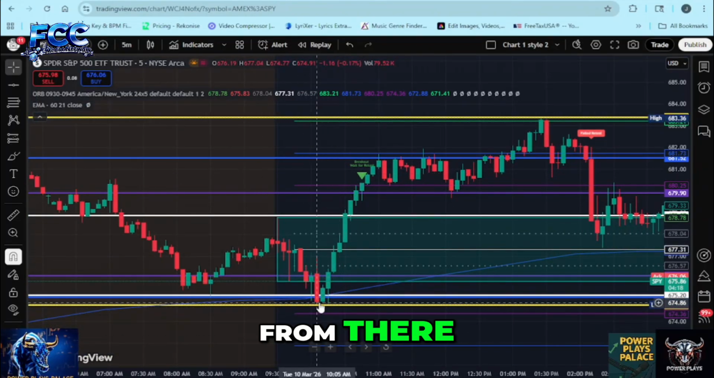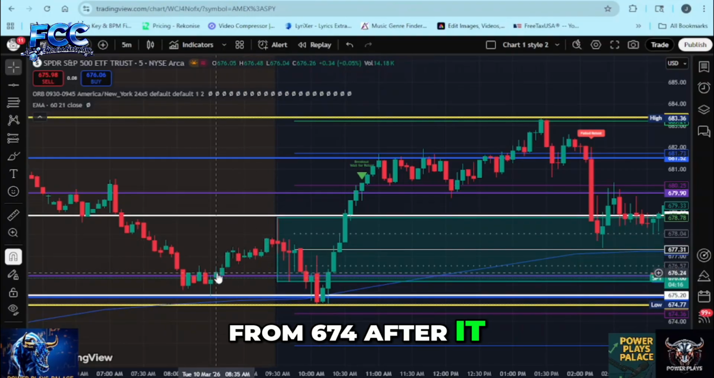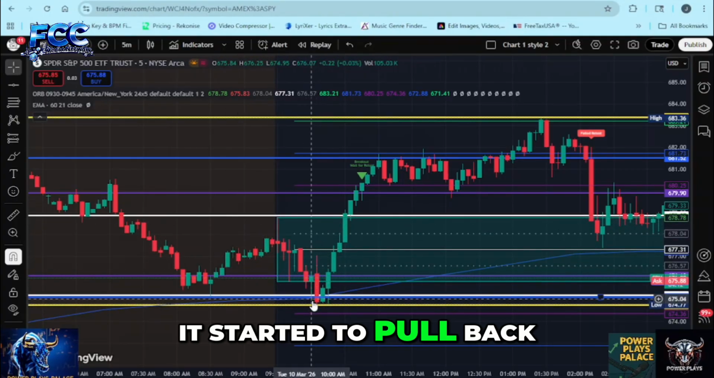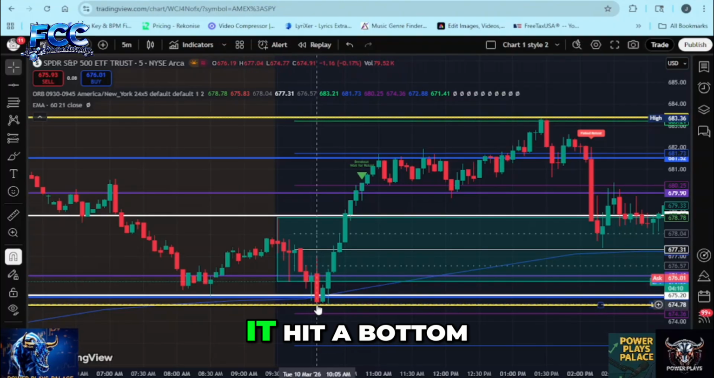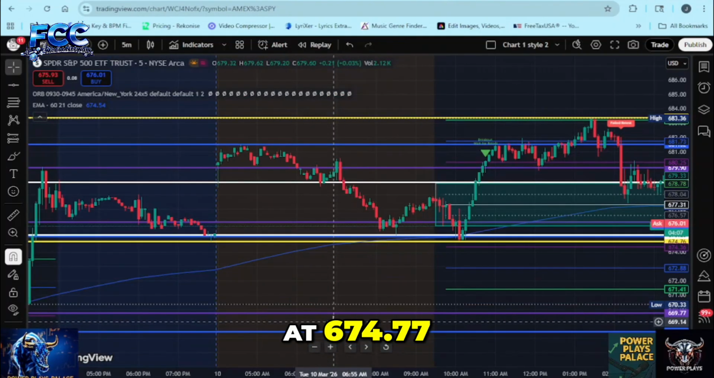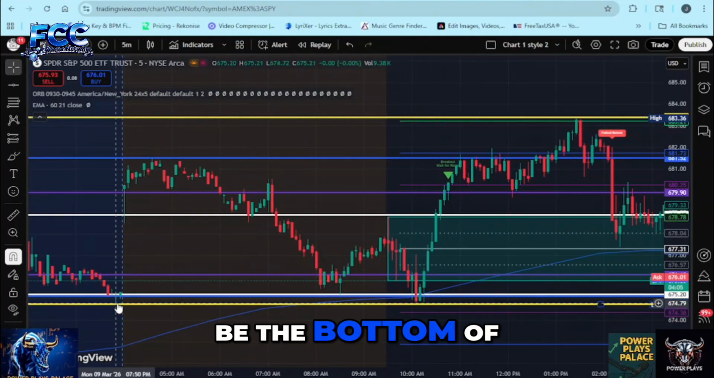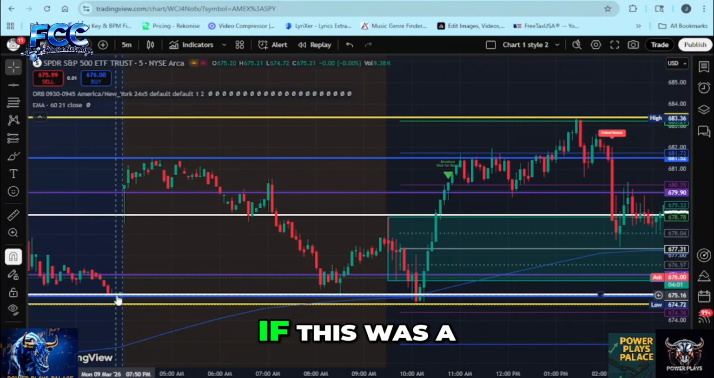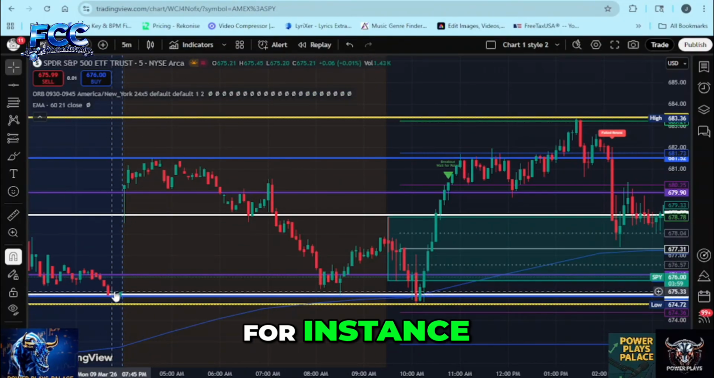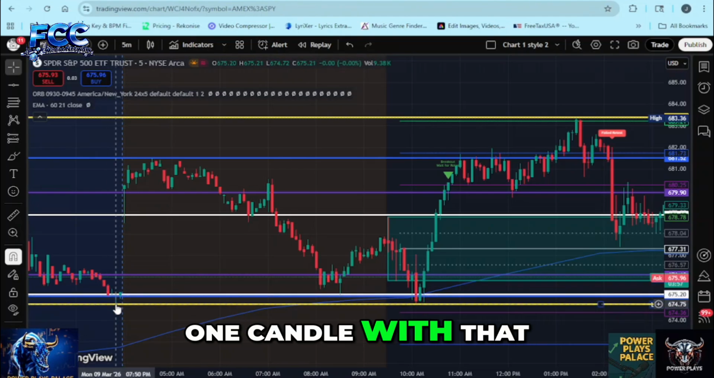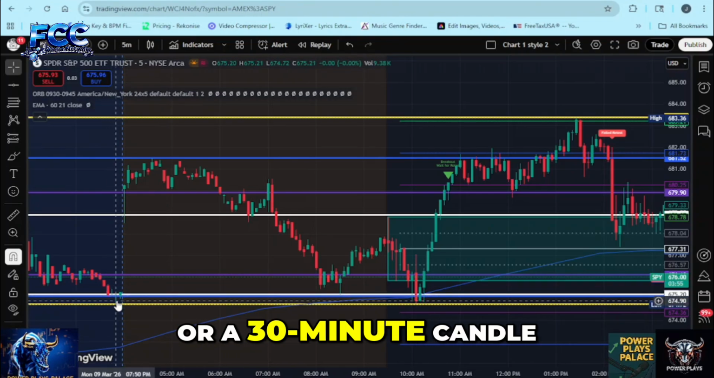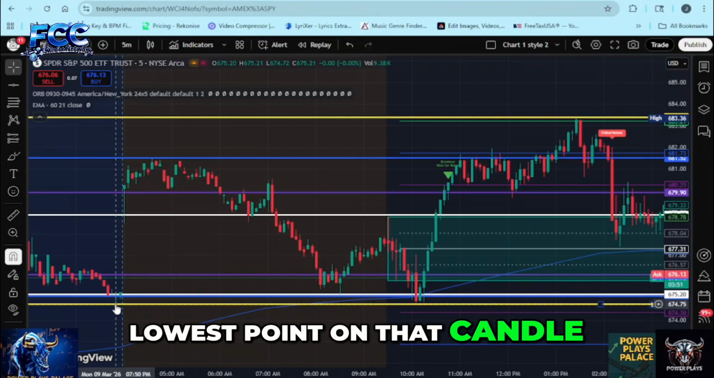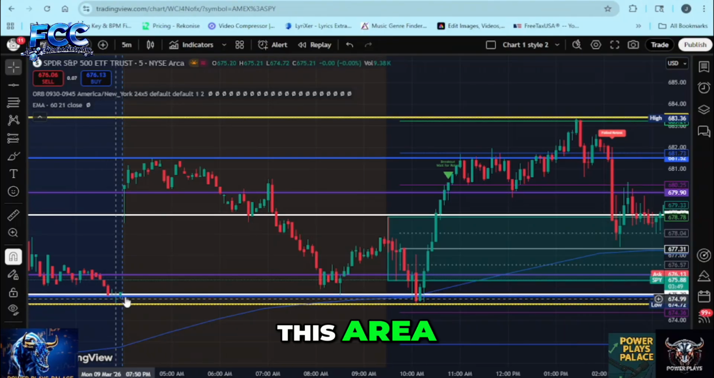All right, now from 674, after it opened up at 677, 678, it started to pull back. It hit a bottom at 674.77, which just happened to be the bottom of that gap up area. Because you see right here, even though it's a 5 minute candle, if this was a 15-minute candle, for instance, then this would be one candle with that being the lowest point, or a 30-minute candle, or an hour candle. This would be the lowest point on that candle. And so it'll be this area.